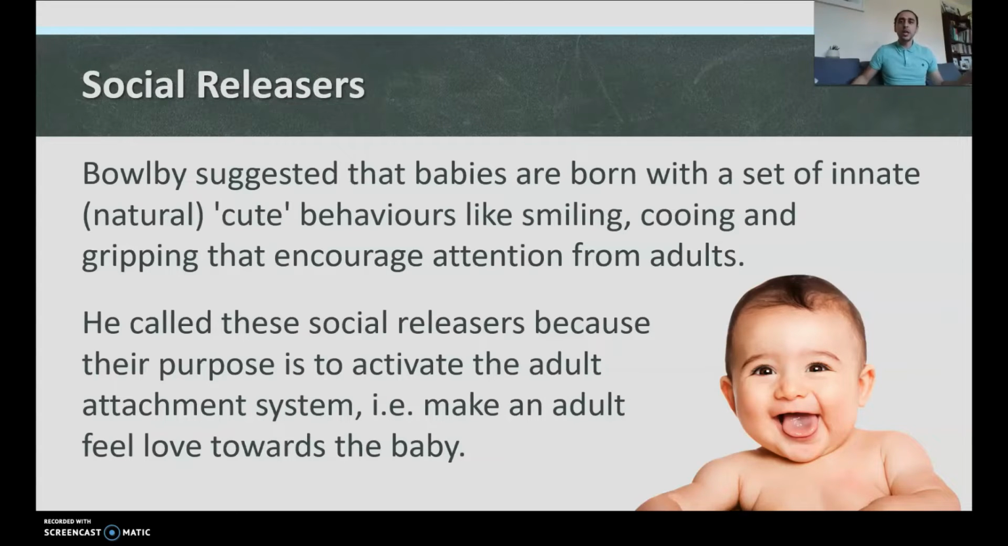So what Bowlby suggests is the reason why babies are so cute and smiley and make cute noises and grip our fingers is because it's a survival mechanism. If babies did this, the adults are more likely to feel love towards the baby and maybe form an attachment, and therefore care for, feed and love the baby and therefore promote survival. Those babies that didn't have these social releasers, these cute behaviours, were less likely to be taken care of, therefore more likely to die and not survive, and therefore less likely to pass on those genes.